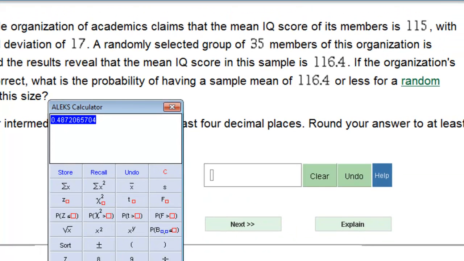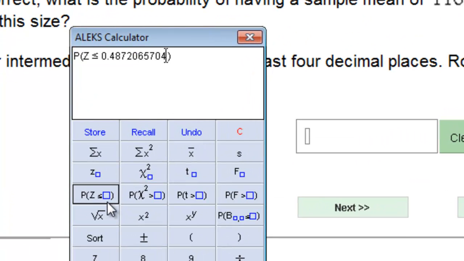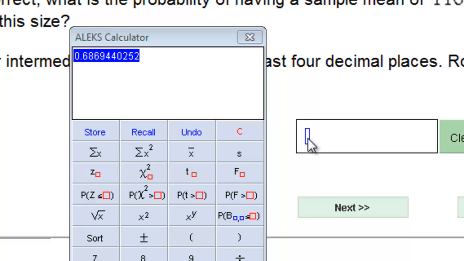And since they want to know what is the probability of having this 116 or less, I'm okay just hitting this button here because that'll give me the left-hand shading. And the answer is 0.68694, so 0.6869 is fine.